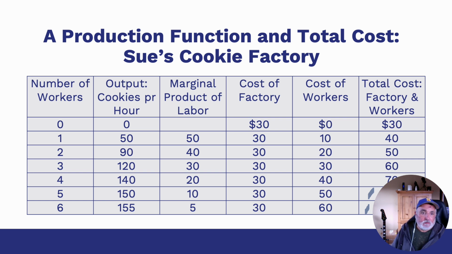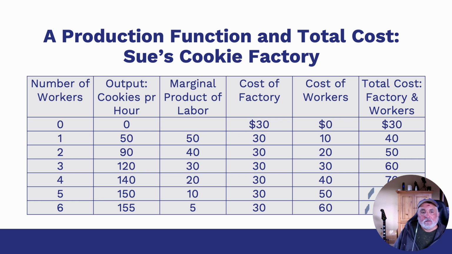All right, the next day we come in, we hire a worker, and we get 50 units of output. So the marginal product of labor is 50, but it's also the total output for that day. The cost of the factory on the second day is still $30. The cost of the worker is $10, and the total cost is now 40.